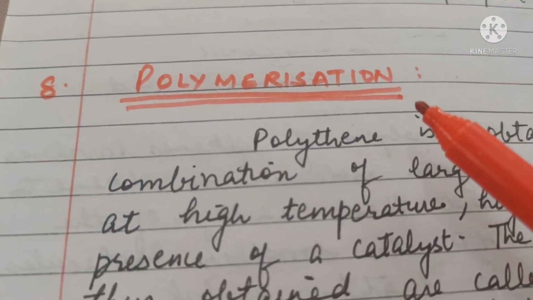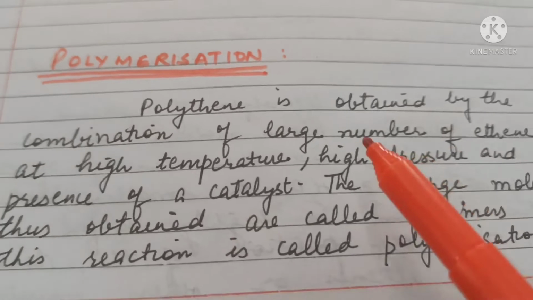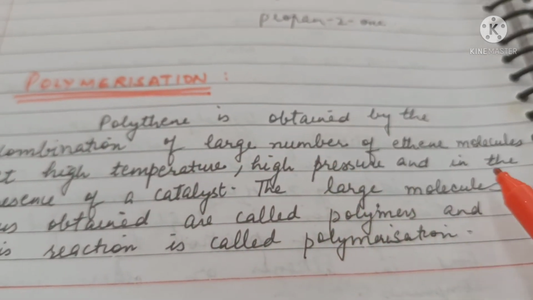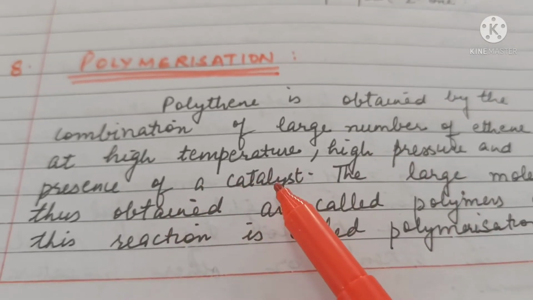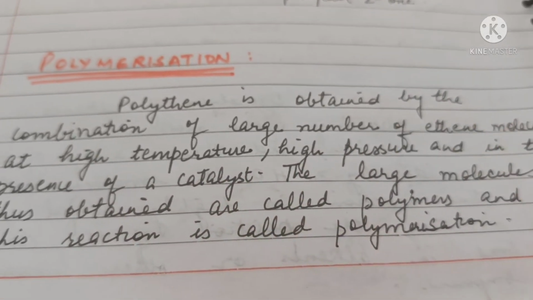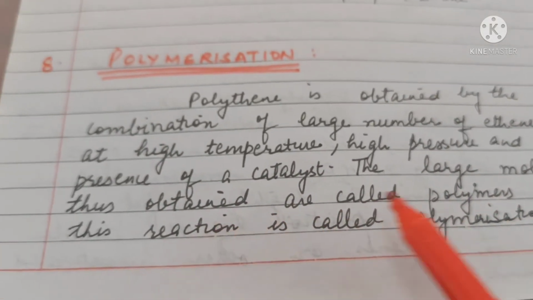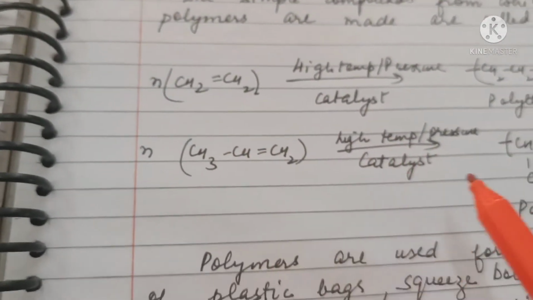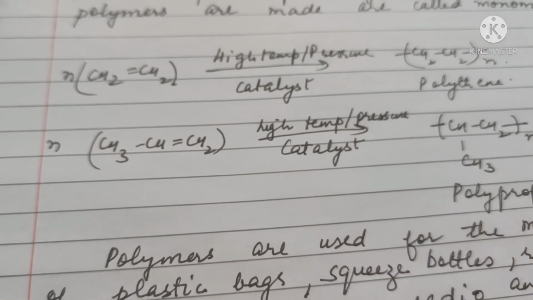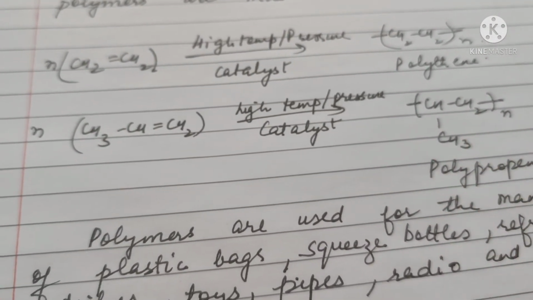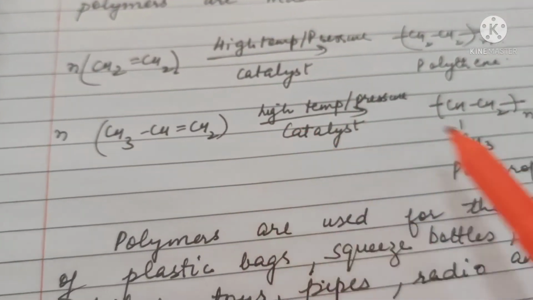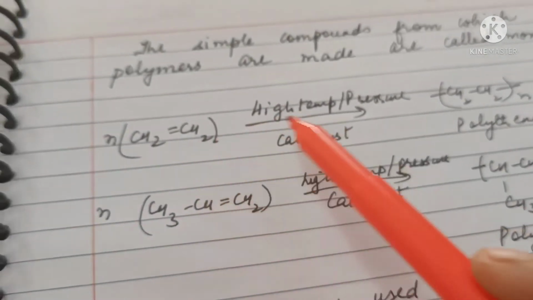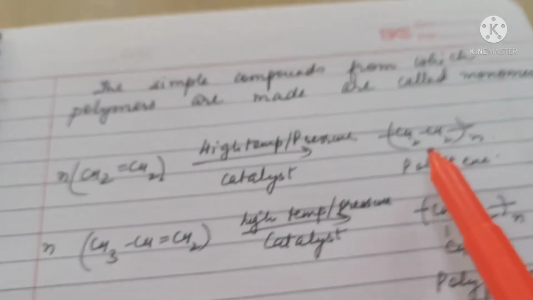Then next reaction is polymerization. Polythene is obtained by combination of large number of ethene molecules at high temperature, high pressure and presence of catalyst. So the product formed is called polymer and the process is called polymerization. Similarly, propene will be added to form a product with high molecular mass, where propene is added again and again to form the polymer. So polymerization of propene will lead to polypropene, polymerization of ethene will lead to polyethene.